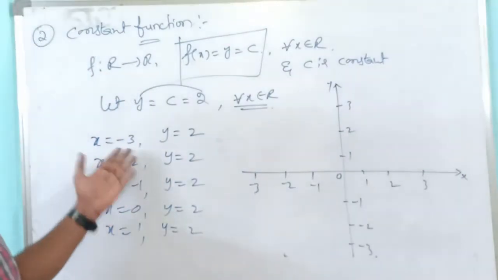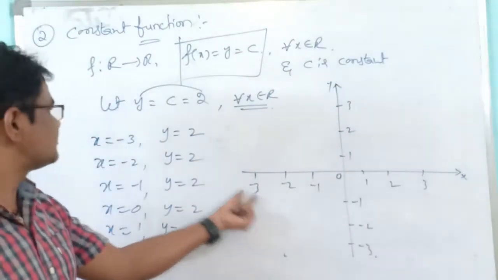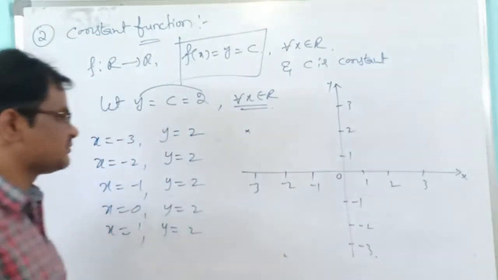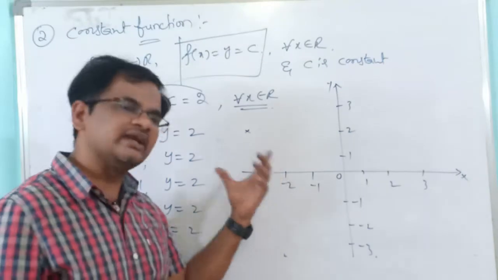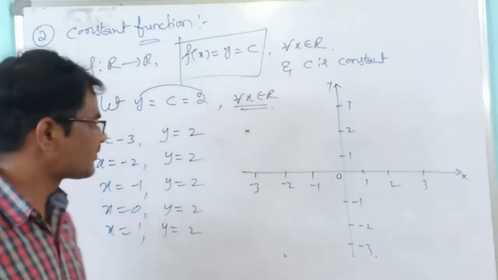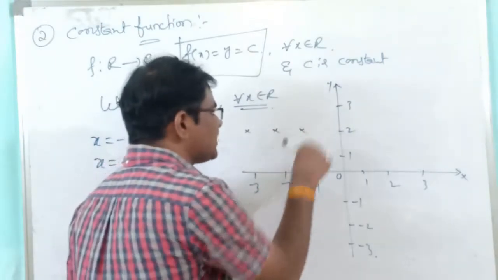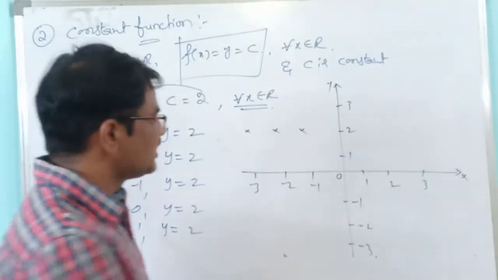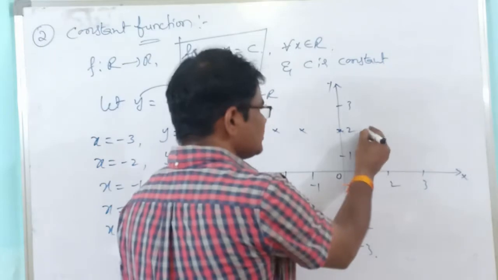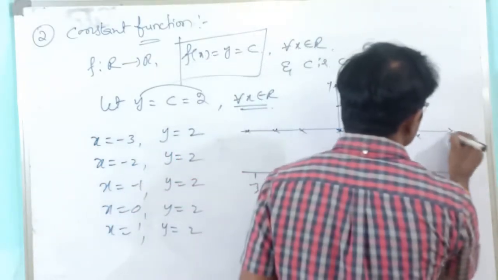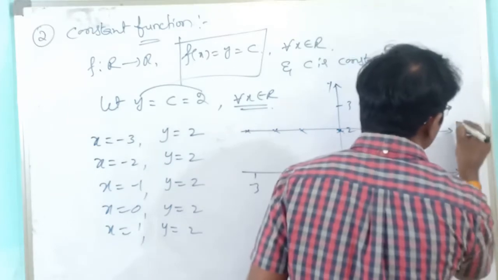Take the values x equal to minus 3, y value is 2 only. So here 2 is there, here 1 point is there, suppose. Between these two also you can take any real number values. X equal to minus 2, y value is 2 only. X equal to minus 1, y value is 2. X equal to 0, y is also 2 only. If you join all these points, what will you get? The line y equal to 2.